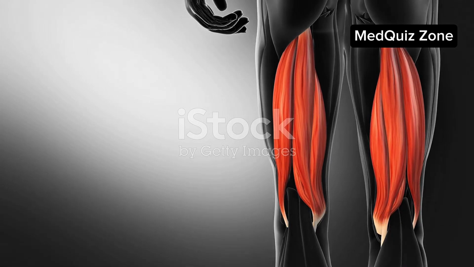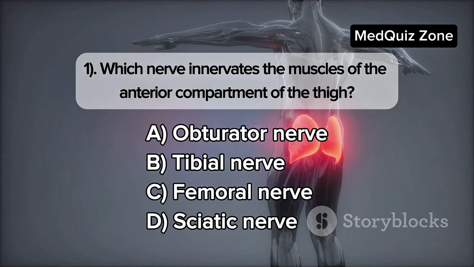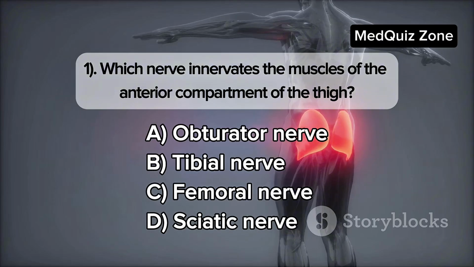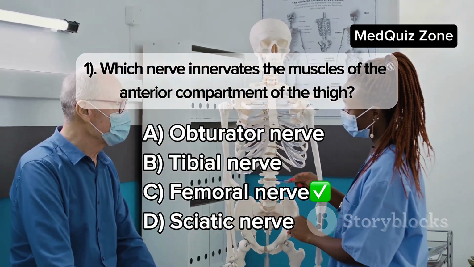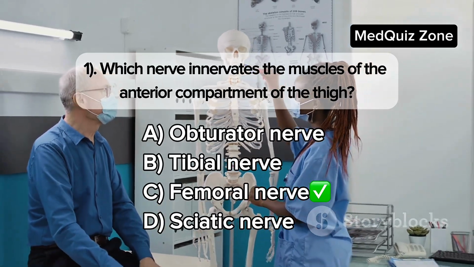Alright, kicking things off with our very first question. Which nerve innervates the muscles of the anterior compartment of the thigh? Take a moment to think. If you said the femoral nerve, then congratulations, you've nailed the first question.